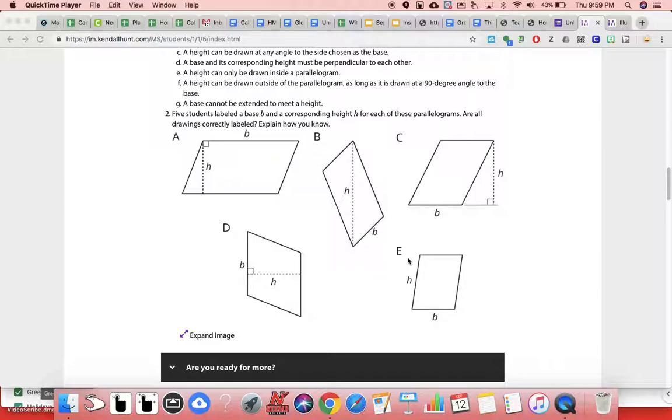E is false. B does not meet H at a 90-degree angle. This is a slanted line. Remember the conversation we had about going to the doctor's office. You would never ask how tall you are unless you are standing up straight. So our height should be a 90-degree angle from the base up to its opposite side.